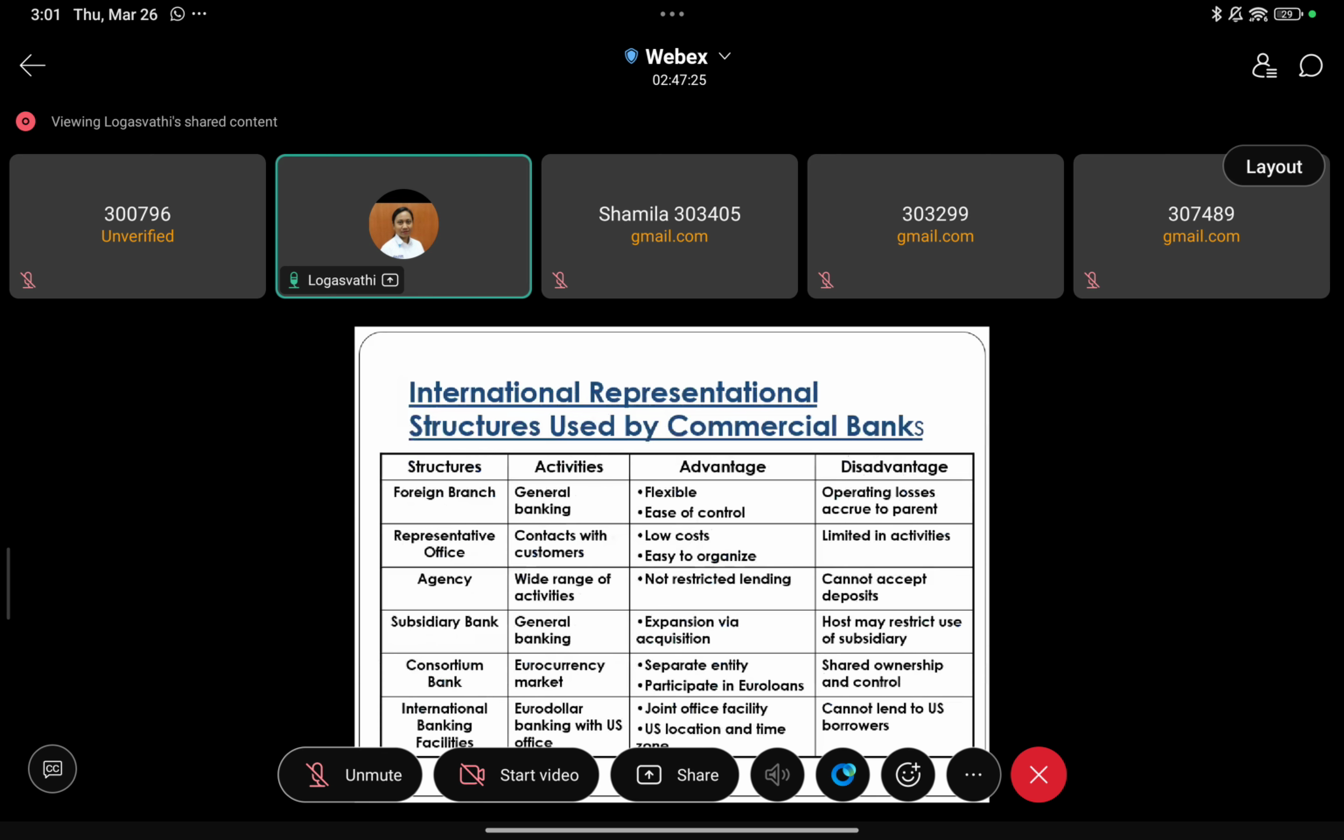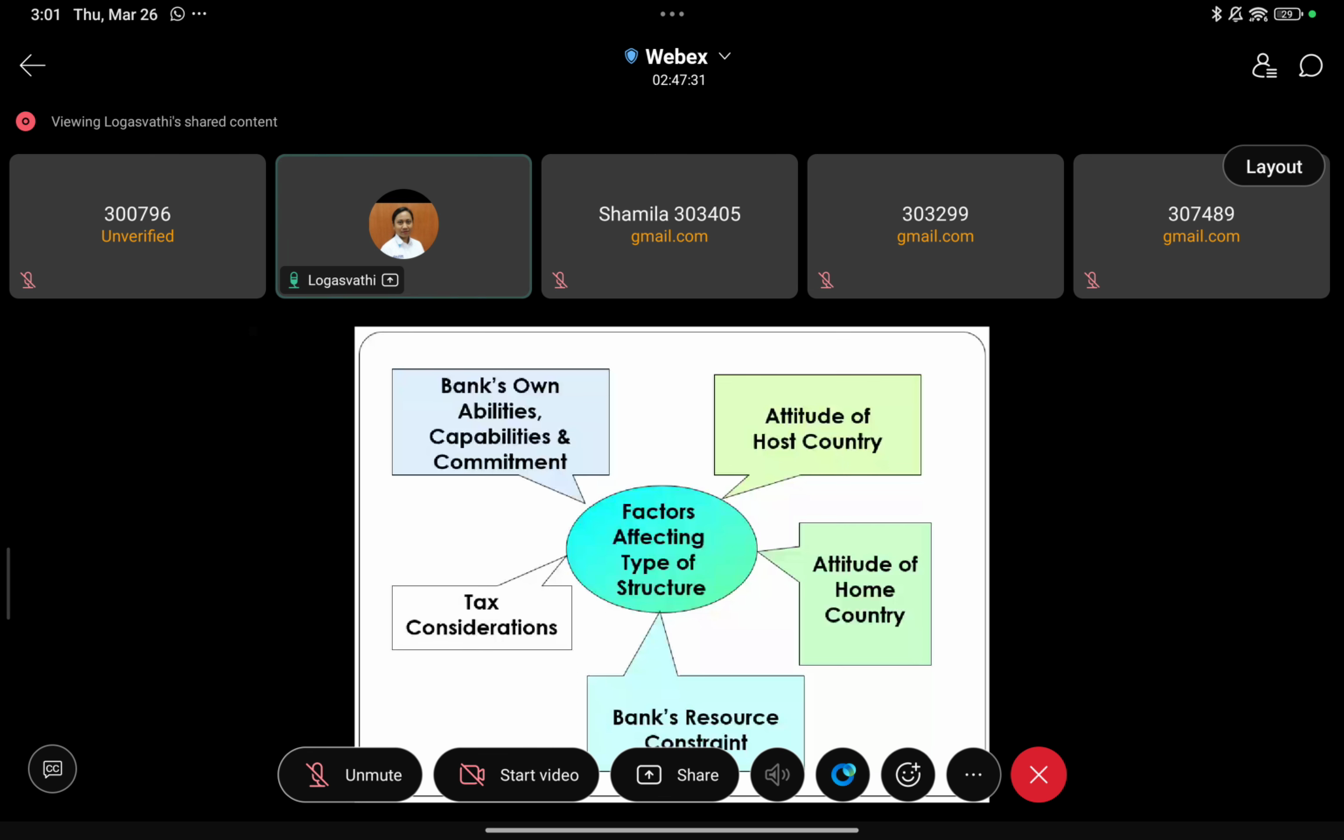So this slide, you can read on your own. I'm not explaining that. Next we have factors affecting the type of structure. We have five: the bank's owners' ability, capability, and commitment, followed by attitude of the host country, then attitude of the home country, the bank's resource constraints, and tax considerations.